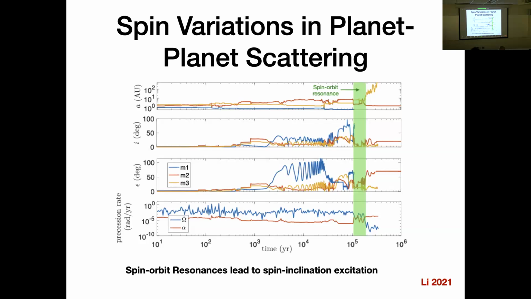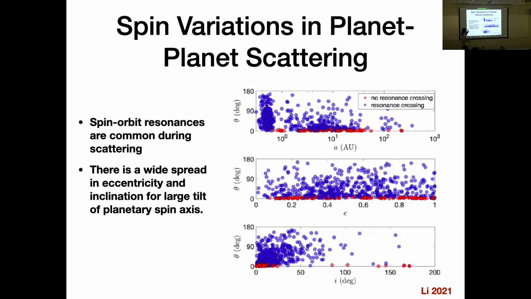Okay, so I think I'm almost there. And the last slide, so this is for one particular system. We also wonder how often it is to have secular spin-orbit resonances during planet-planet scattering. And the answer is they actually come very often. Here is the scatter plot of the results of planet-planet scattering. The red is the case when there's no resonance crossing. Blue is the case when there is resonance crossing. So you can see about half of the systems actually encounter spin-orbit resonances. So we would expect to see many planets have their spin axis tilted in exoplanetary systems when they have these close encounters in these dynamically hot systems.